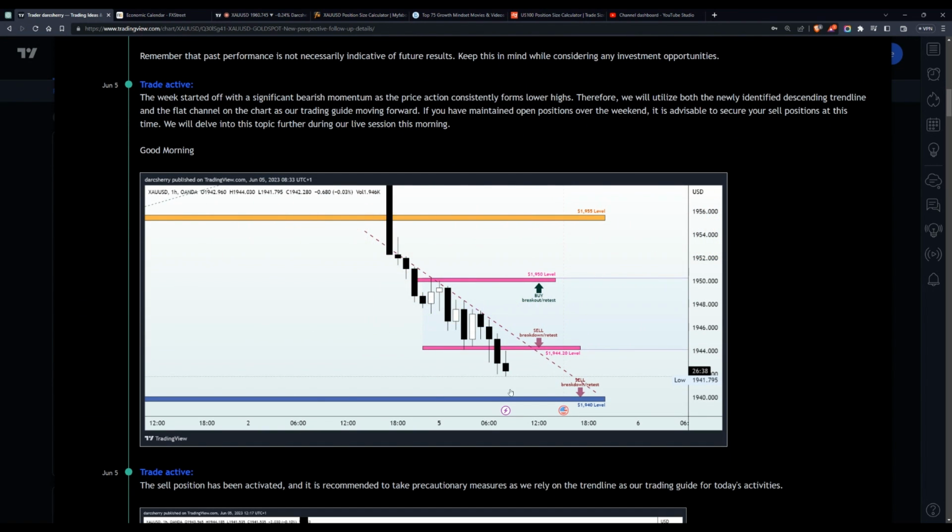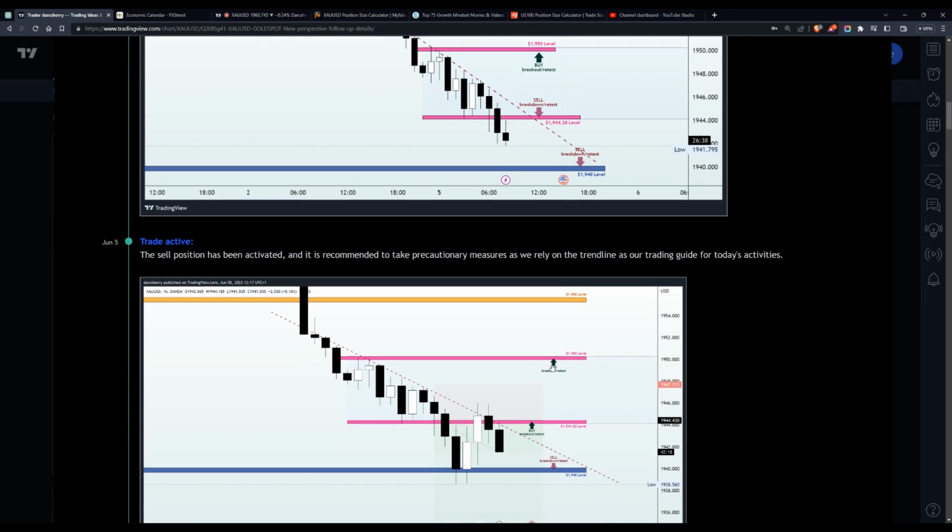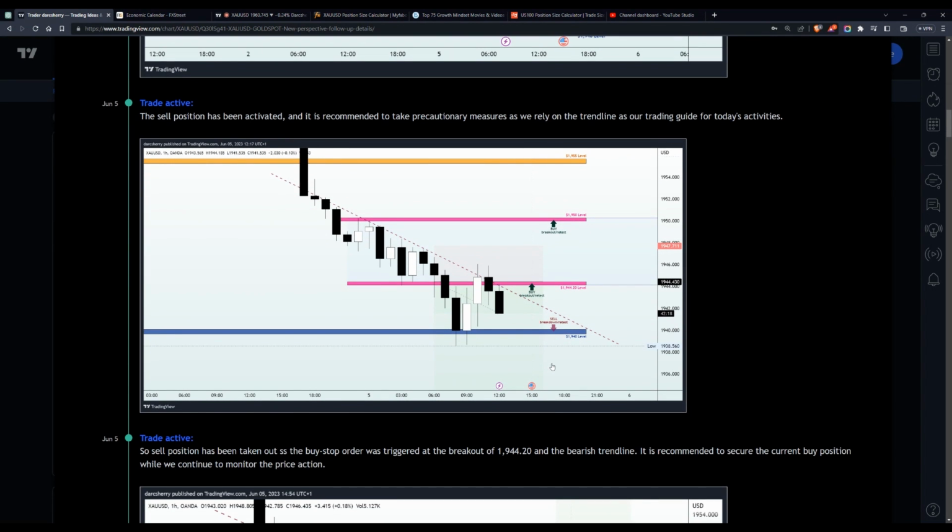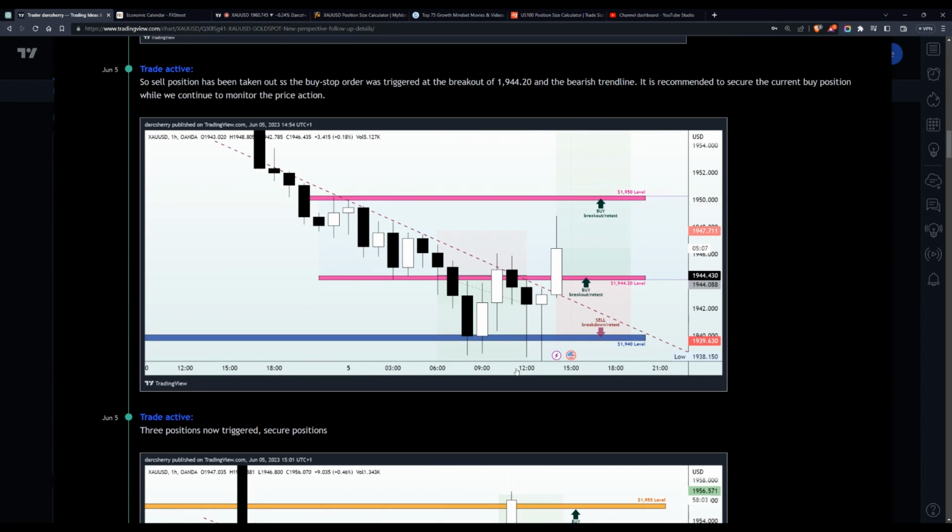So, this was my first commentary where I was able to identify a simple flat channel where the week started on a bearish note with a bearish trend line to help us guide our trading activity. But something interesting happened later on that day as we saw how the 1940 became a strong demand zone for the week, which led into our first buy position after price action broke out of the 1944 level to the upside.